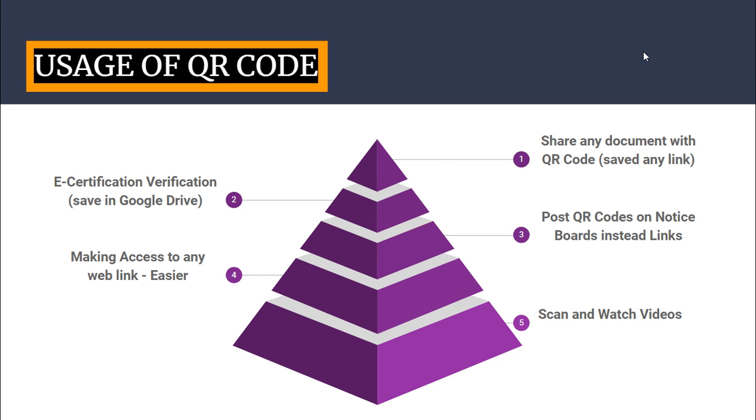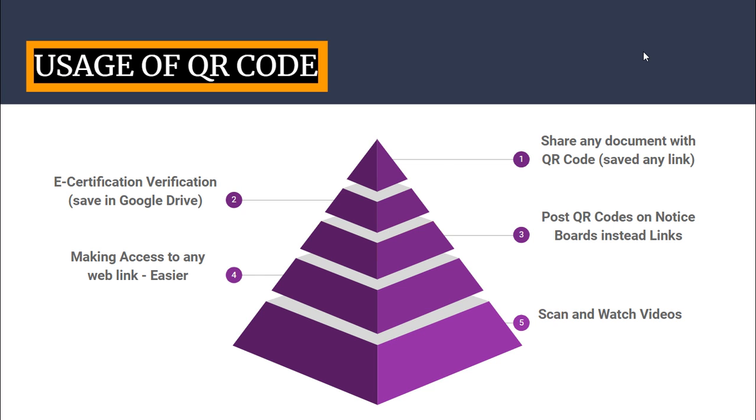Second thing is e-certificate verification. Suppose you have thousands of e-certificates which you are going to issue to your participants or students, then you can keep a list of participants in Google Drive, and for the verification you can connect a QR code with that link so that anyone can verify the e-certificate through that QR code.